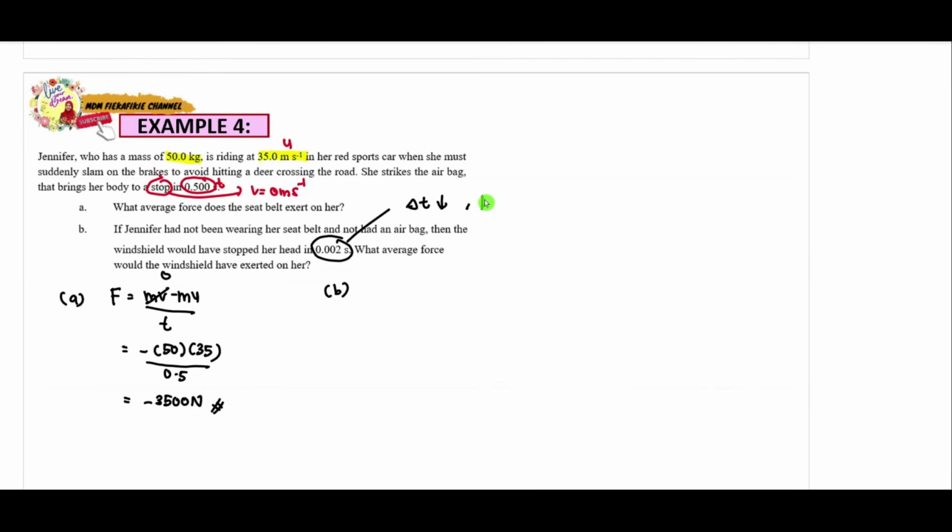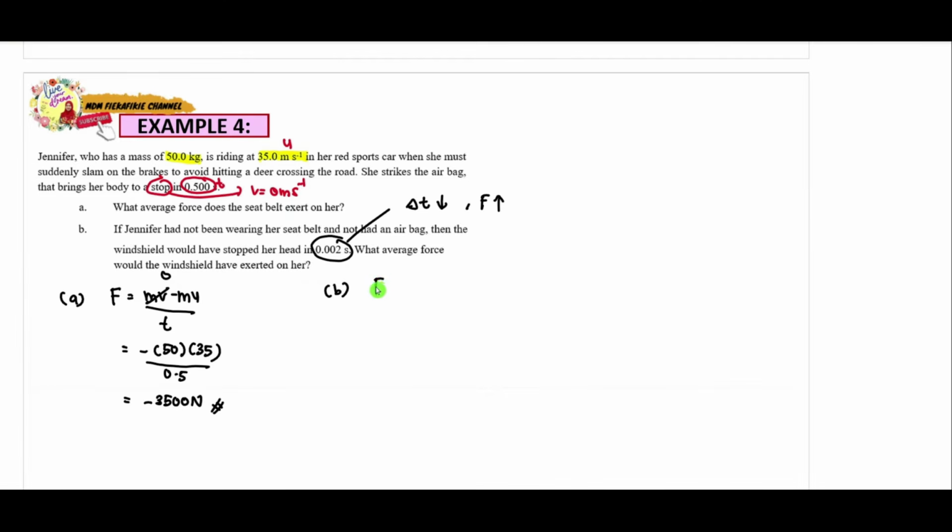So that the impulsive force on her head should be big. The impulsive force from the windshield onto her head will be large and cause injury. So now let's read the question. What average force would the windshield have exerted on her?